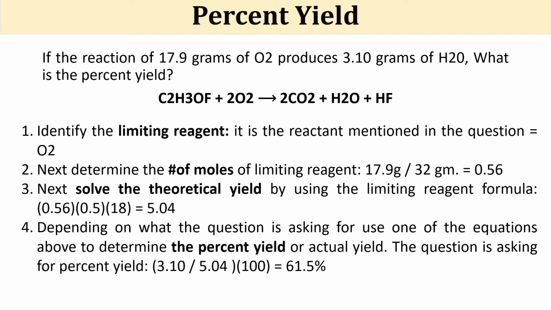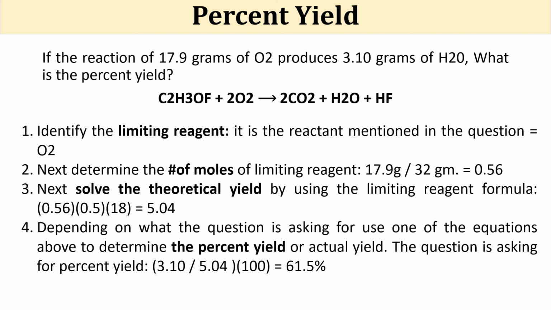Next is finding out the theoretical yield by using the limiting reagent. We can do this by multiplying the number of moles of limiting reagent times the stoichiometric ratio, which in this case is 0.5 or 1:2, times the molar mass of the water, in this case the other product, right? So 0.56 times half times 18 will give you 5.04.